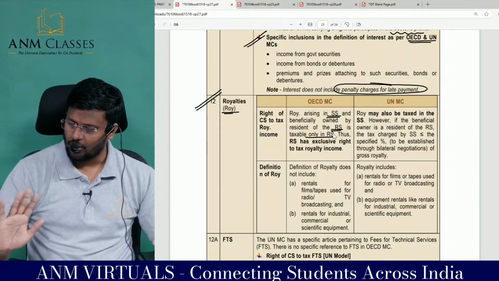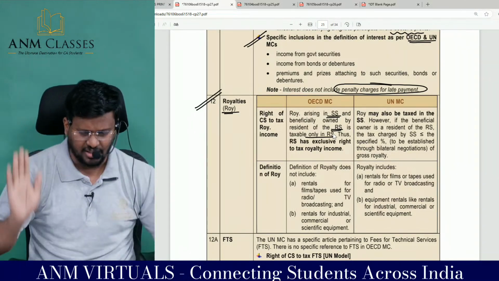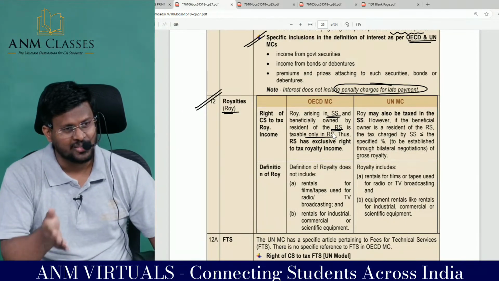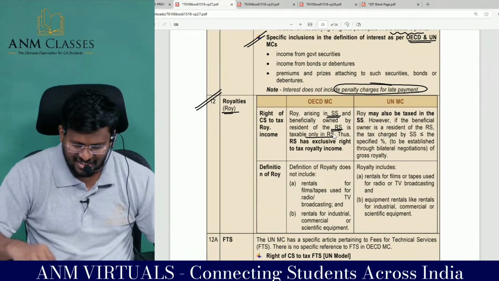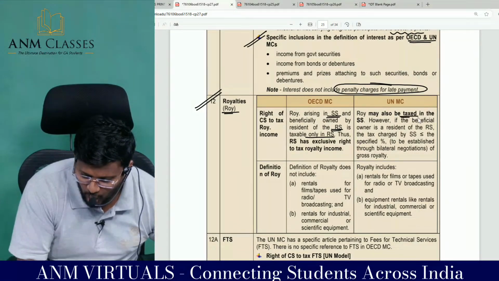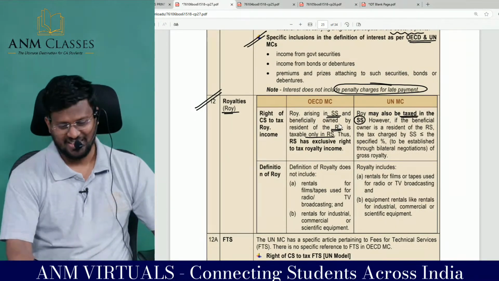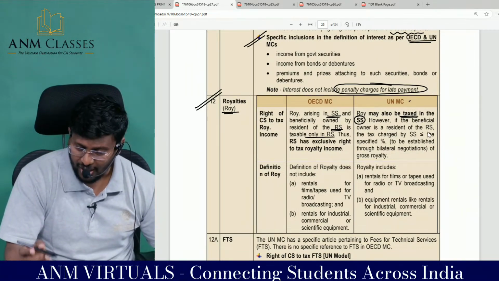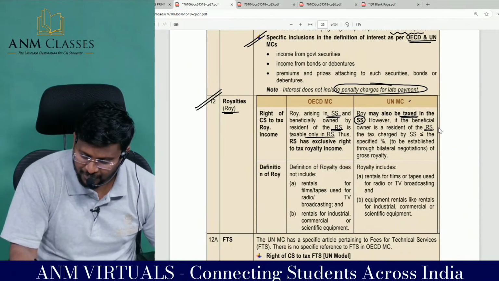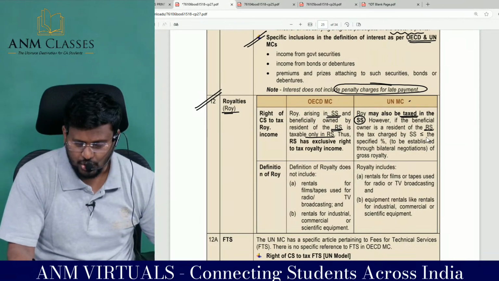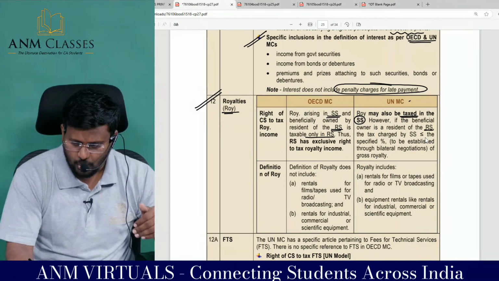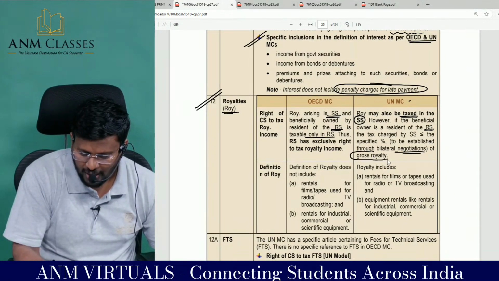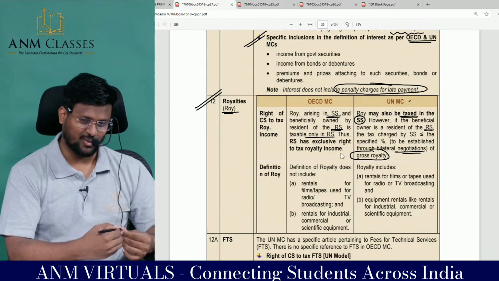There is no option and no paragraph for it. It can only be taxed in the resident country. Are you all ready with me? Anyway, we all know that this will not be allowed. Royalty may also be taxed in the source state as per the model. However, if the beneficial owner is a resident, the tax charged by the source state should be either less than or equal to the specified percentage, to be established through negotiation, of the gross royalty. Fantastic to the core.